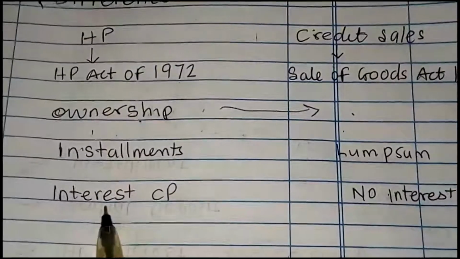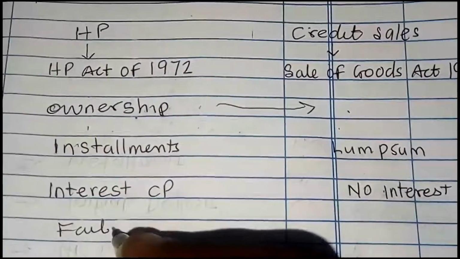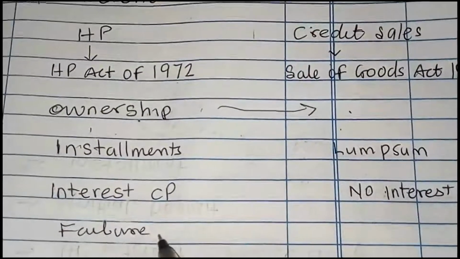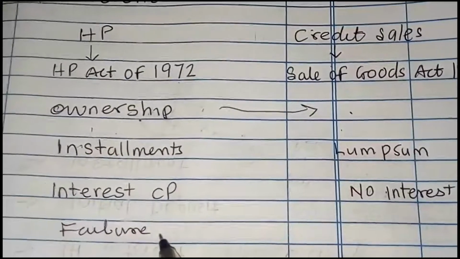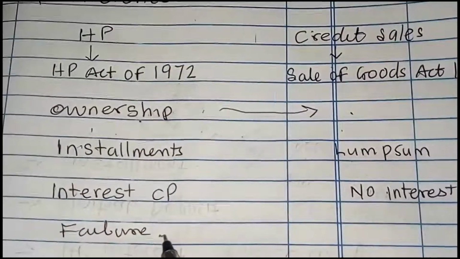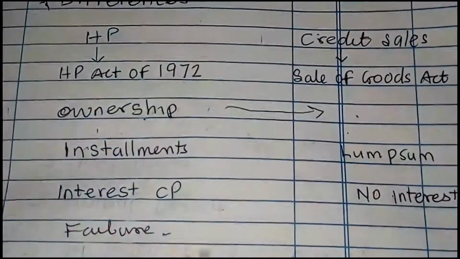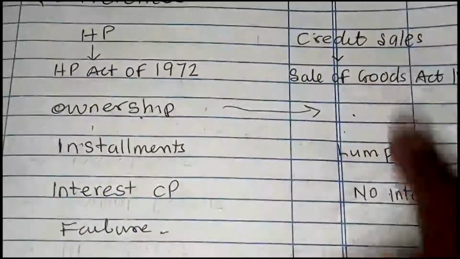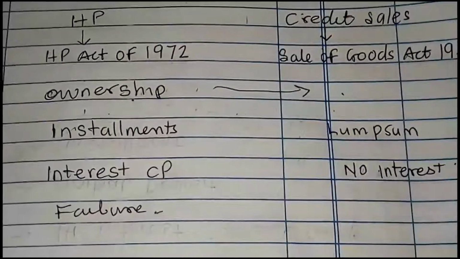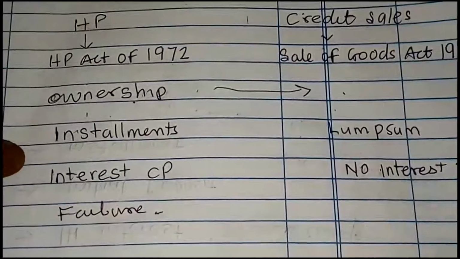Now, in hire purchase, if the buyer fails to pay the installments, he will forfeit the previous installments, and at the same time, the goods will be withdrawn from him. All right, in hire purchase, but it is not so in credit sales. Can you see the difference? So that's one of the disadvantages of hire purchase. Students should take note of that.